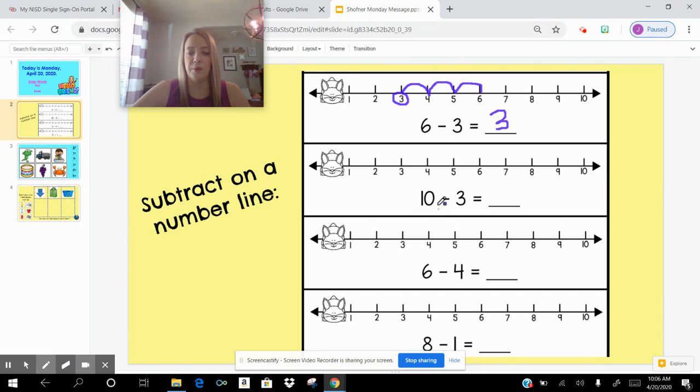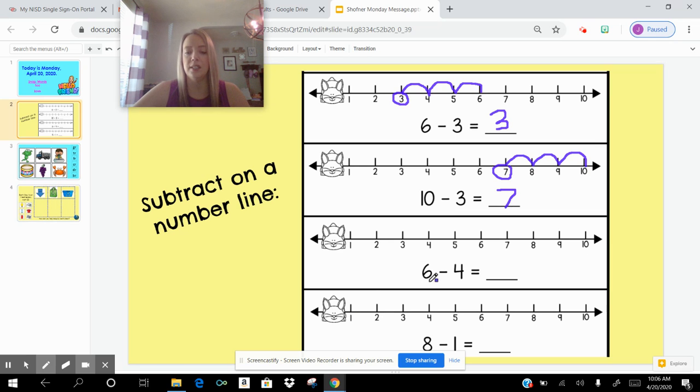Let's look at the next one. It says 10 minus 3 equals blank. So we need to start at 10 and we need to hop backwards 3 times. Now, every time you hop, you need to count, okay? So let's count. Ready? 1, 2, 3. And I landed on 7. So 10 minus 3 equals 7.